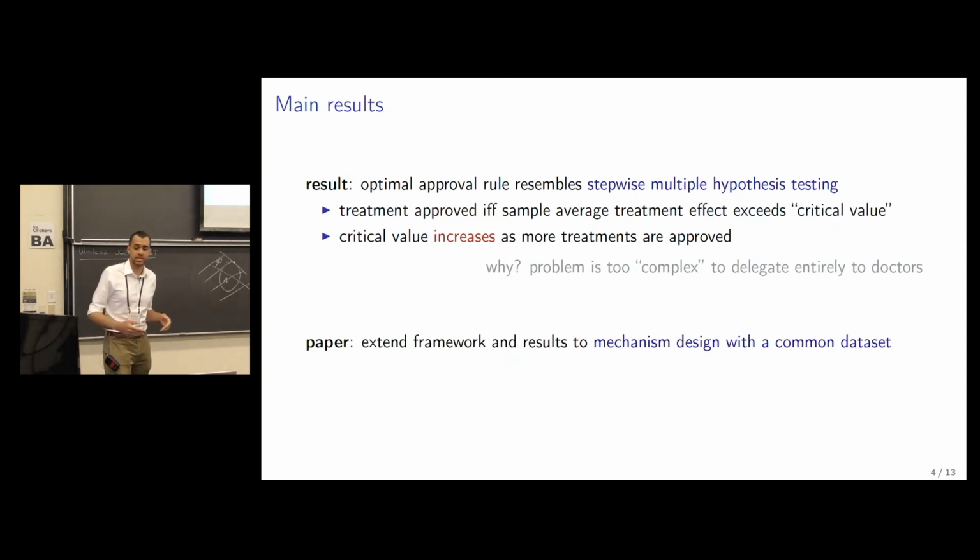In the paper, I extend this framework and the results to the more abstract question of mechanism design with a common data set, where we have a designer and a single agent learning from data, right? So we're trying to replace the common prior assumption or common knowledge of a distribution with learning from data. And what we see, as an intuition in several examples, including this one, is that this framework can provide a micro-foundation for relatively simple policies.